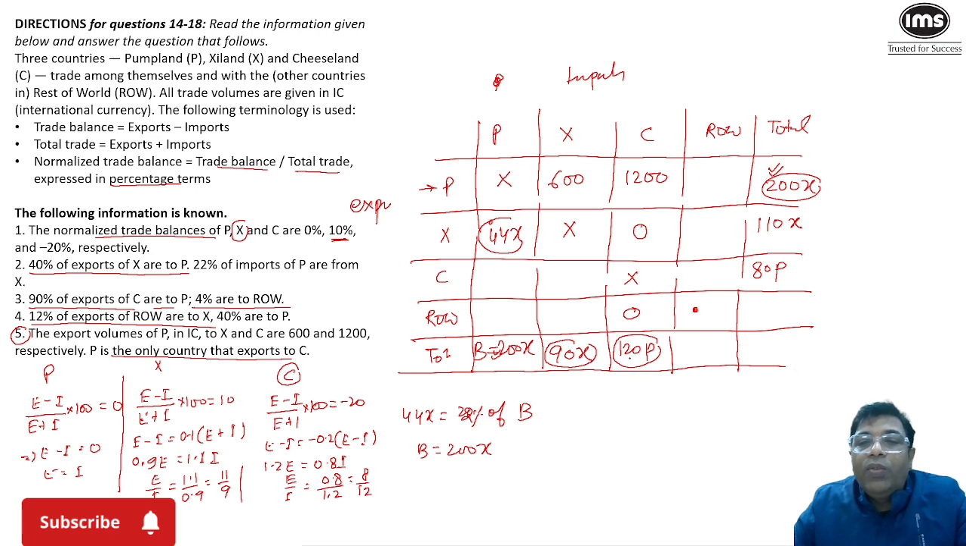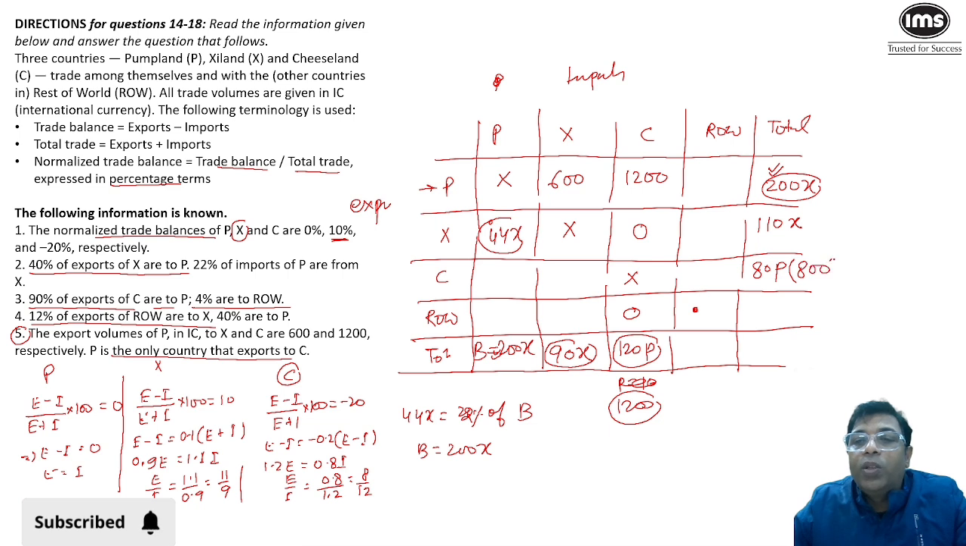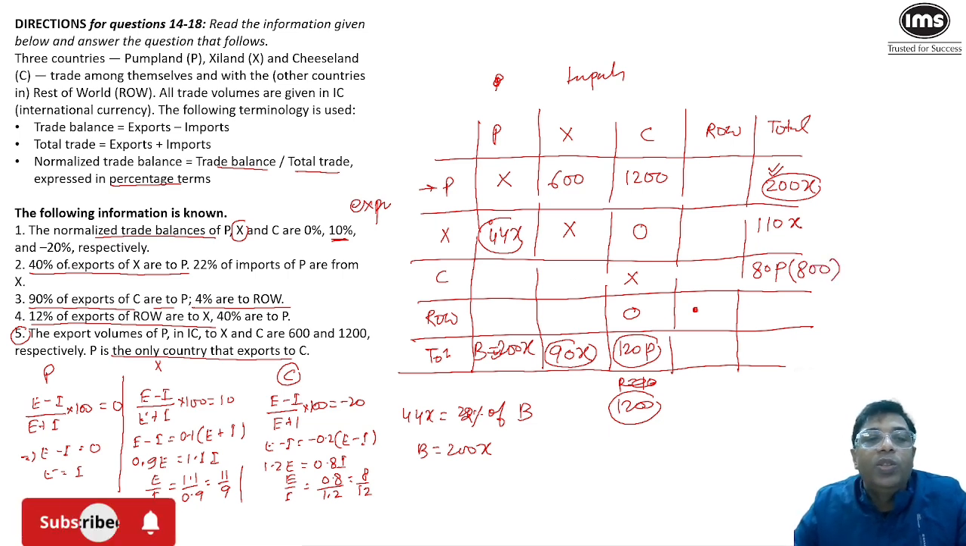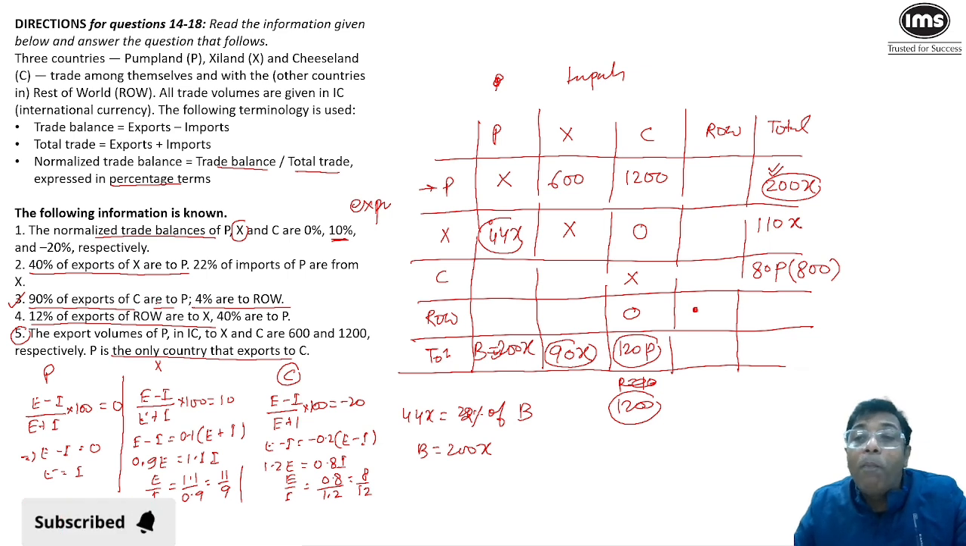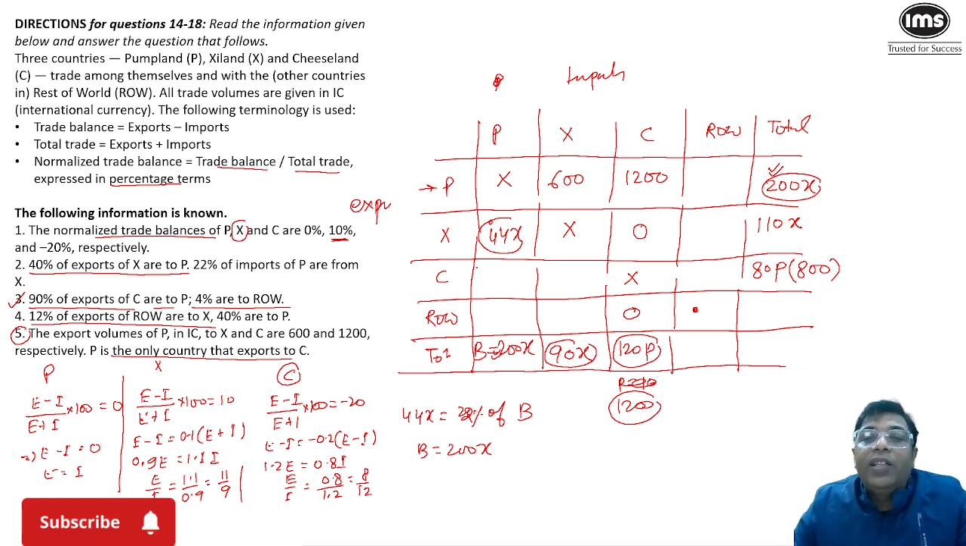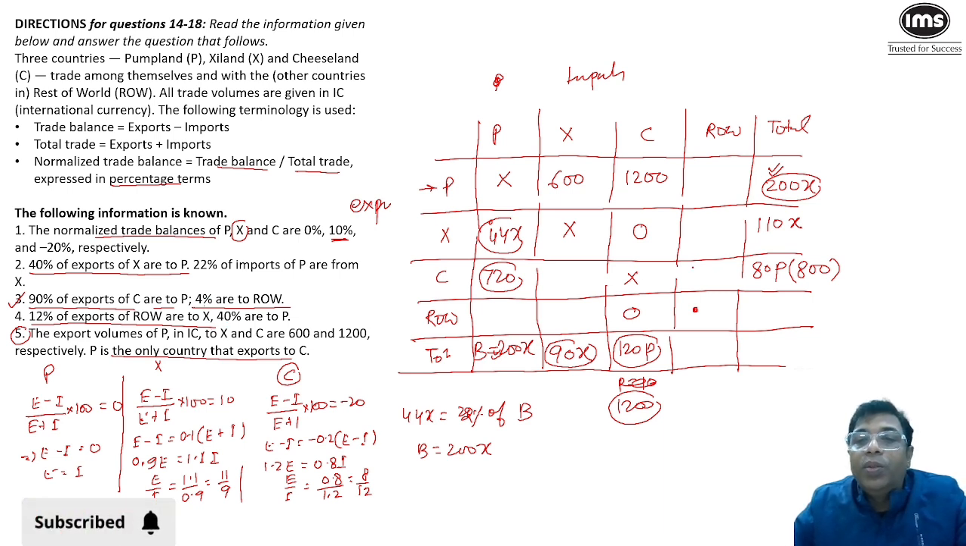So now you know that 120p has to be equal to 1200. So in that case, P will become 10 and the overall import of country C will become 1200. And with respect to that, I know the export will become 800. Now I can use point number 3, which says 90% of export of C to P. Now 90% of 800 will become 720 and 4% are to ROW, that is 32.